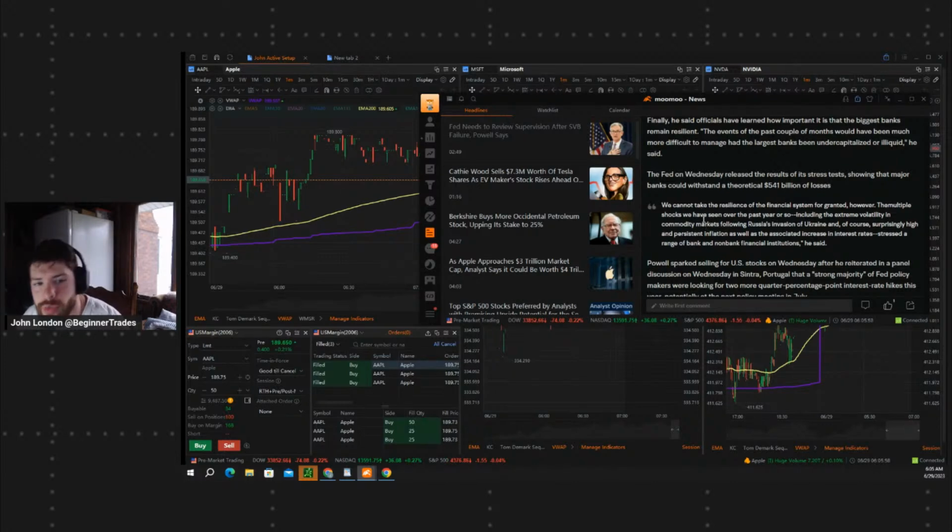loss. He said, quote, we cannot take the resilience of the financial system for granted. However, the multiple shocks we have seen over the past year or so, including the extreme volatility in the commodity market following Russia's invasion, and of course, surprisingly high and persistent inflation, as well as the associated increase in interest rates, stressed a range of bank and non-bank financial institutions, he said. So he did spark selling on the market yesterday.